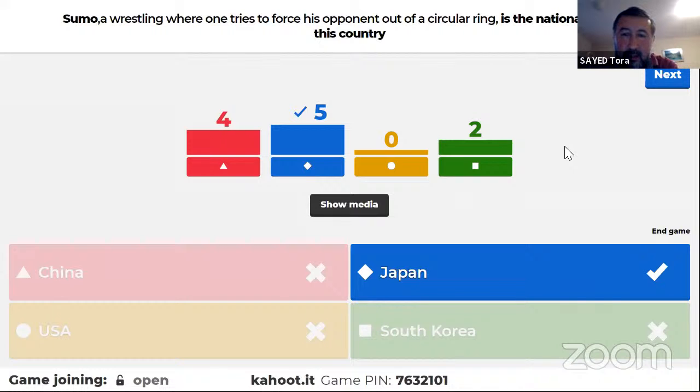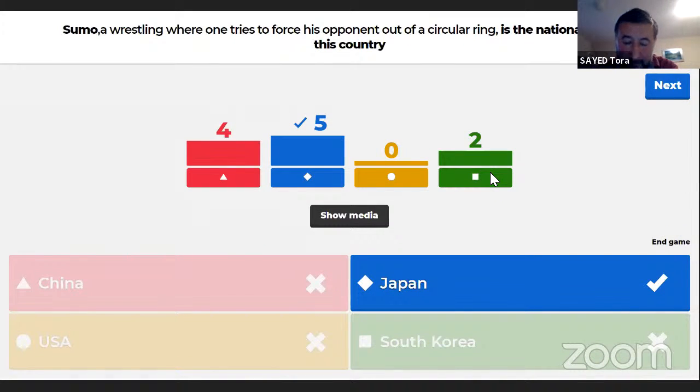Four chose China and two chose South Korea. And it's good enough that nobody chose USA because sumo is not popular at all in the United States of America. Okay, so I guess let's see our standing now.